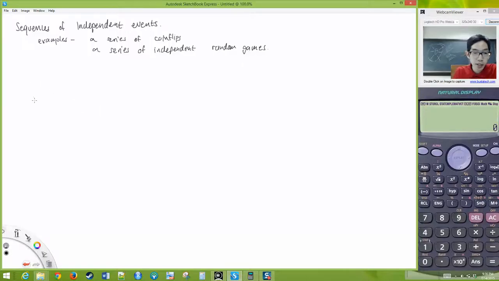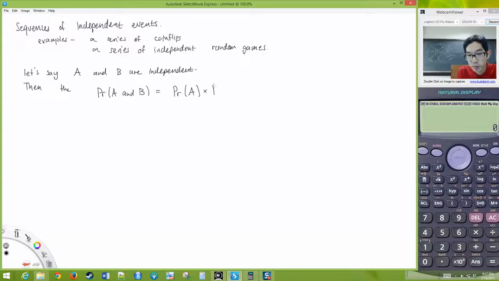When you have a sequence of events, let's say A and B are independent. Then the probability of A and B is equal to the probability of A times the probability of B. So, example.